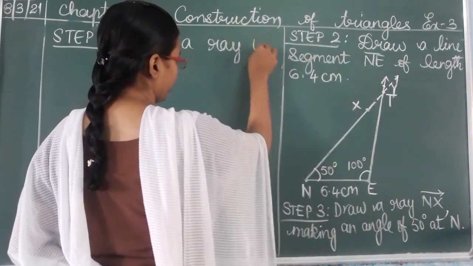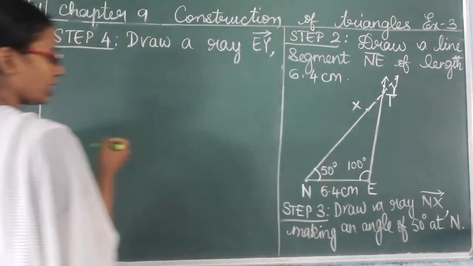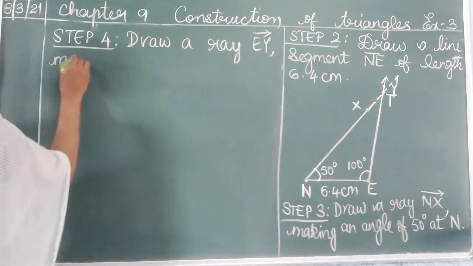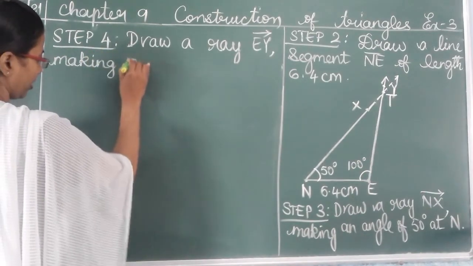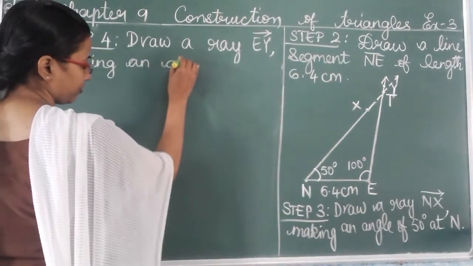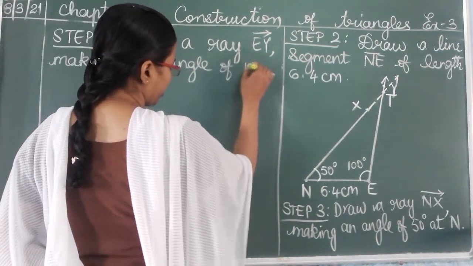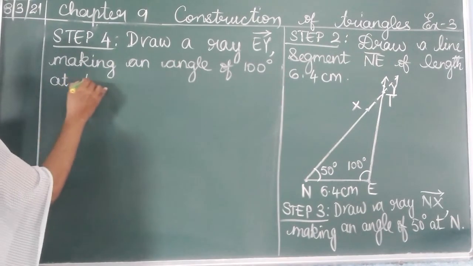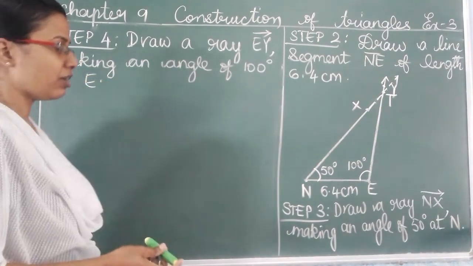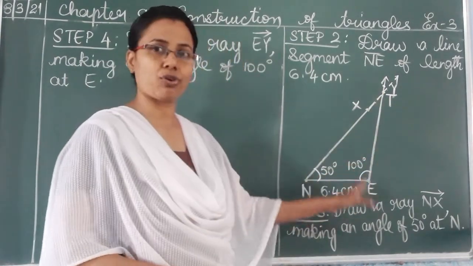Ray EY making an angle of 100 degrees at E. We have drawn this ray and we have seen that these two are not intersecting.